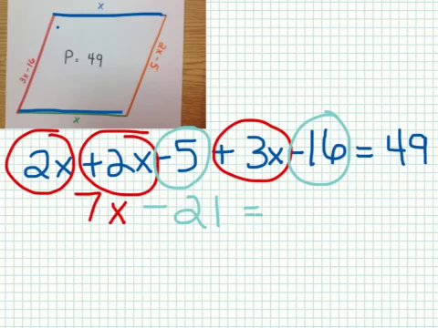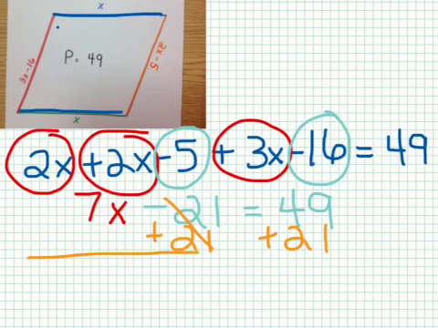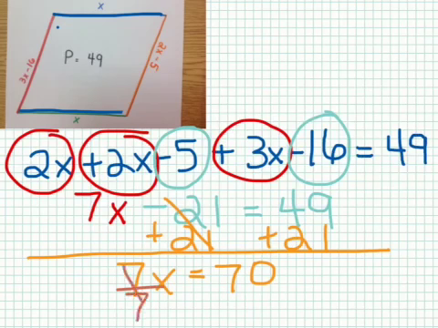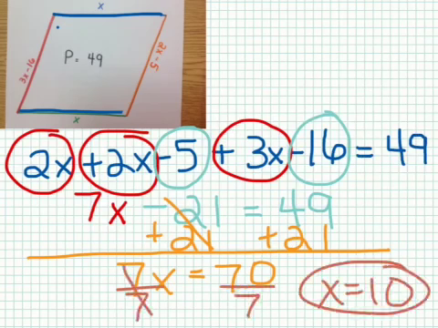So bring everything else down. And here we are, back where we know and love, our two-step. We're going to get rid of 21 first. It's going to leave us with 7x is equal to 70. Move on to division, divide by 7, divide by 7, x is equal to 10.